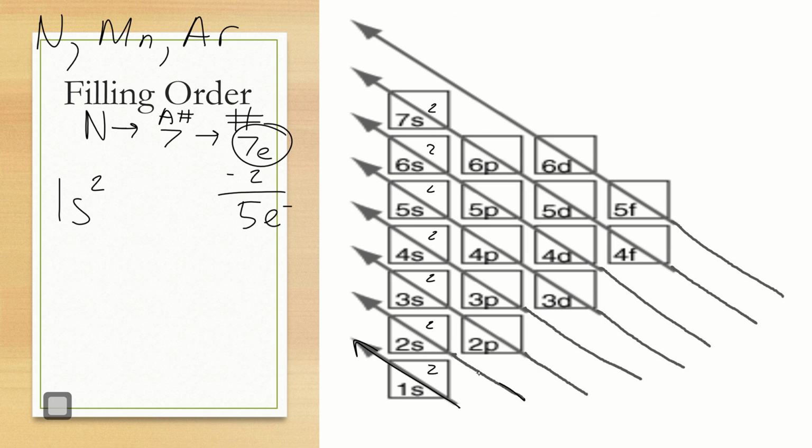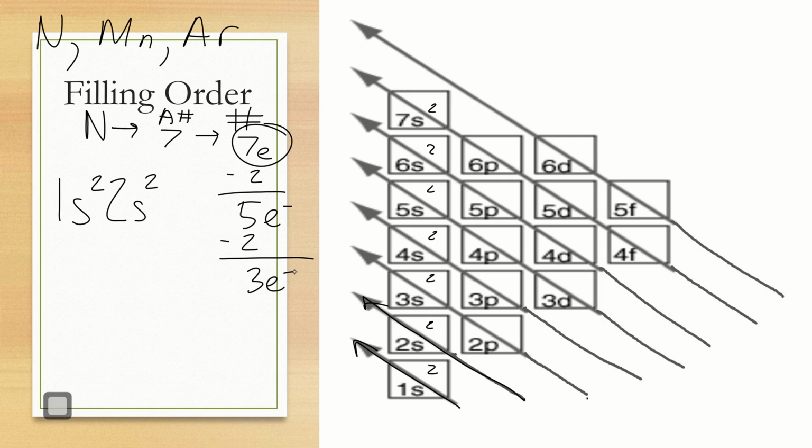So I go to the next arrow and I go through 2s. So I'm going to write 2s. I have 5 electrons still, but I can only place 2 electrons in s. So I've taken care of 4 of the electrons now. So I'm going to take another 2 electrons out, and I still have 3 electrons to place.